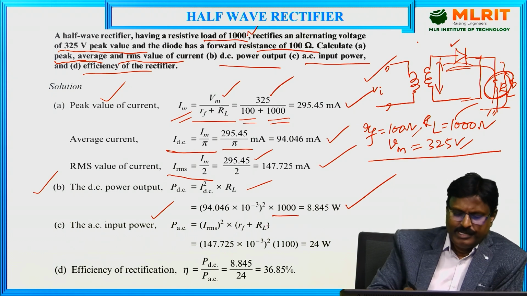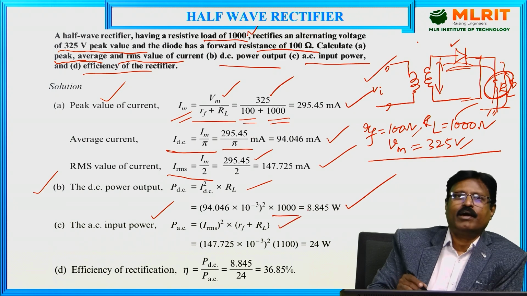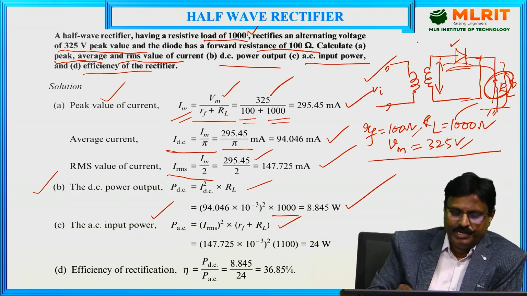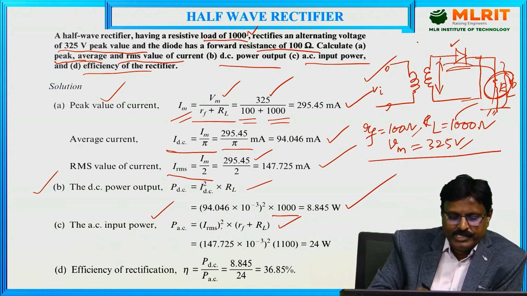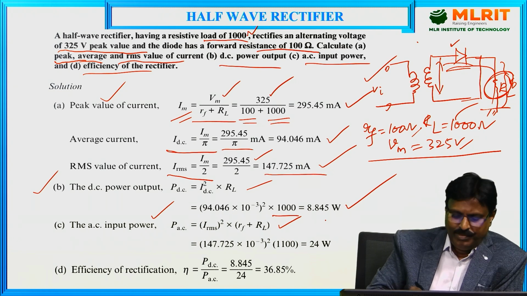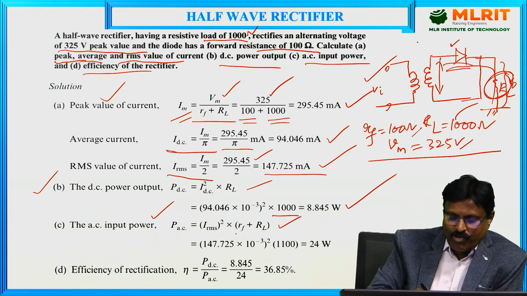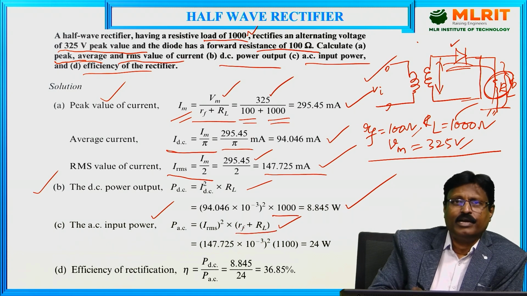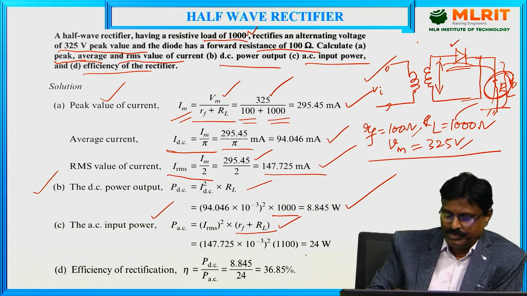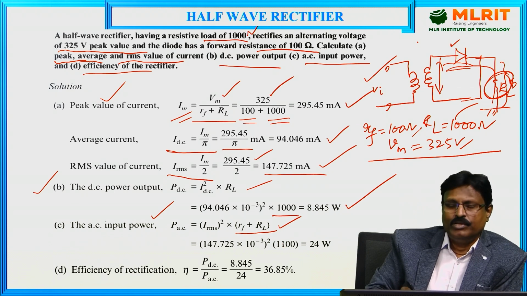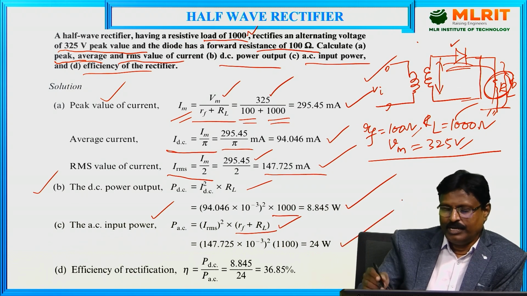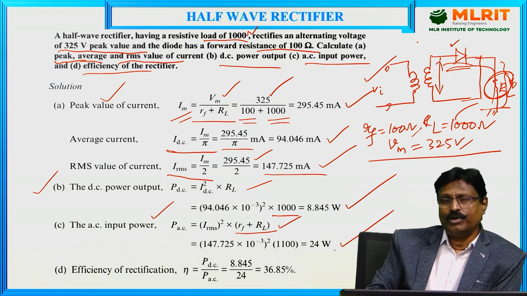That's why the formula goes like this: IRMS square into RF plus RL, where RF is the forward resistance of the diode. The IRMS value you already got as 147.725 milliamperes, into 10 to the power of minus 3, whole square, into RF plus RL. RF is 100 ohms and RL is 1000 ohms, so you will be getting 1100. If you go for the calculation, you will be getting 24 watts.